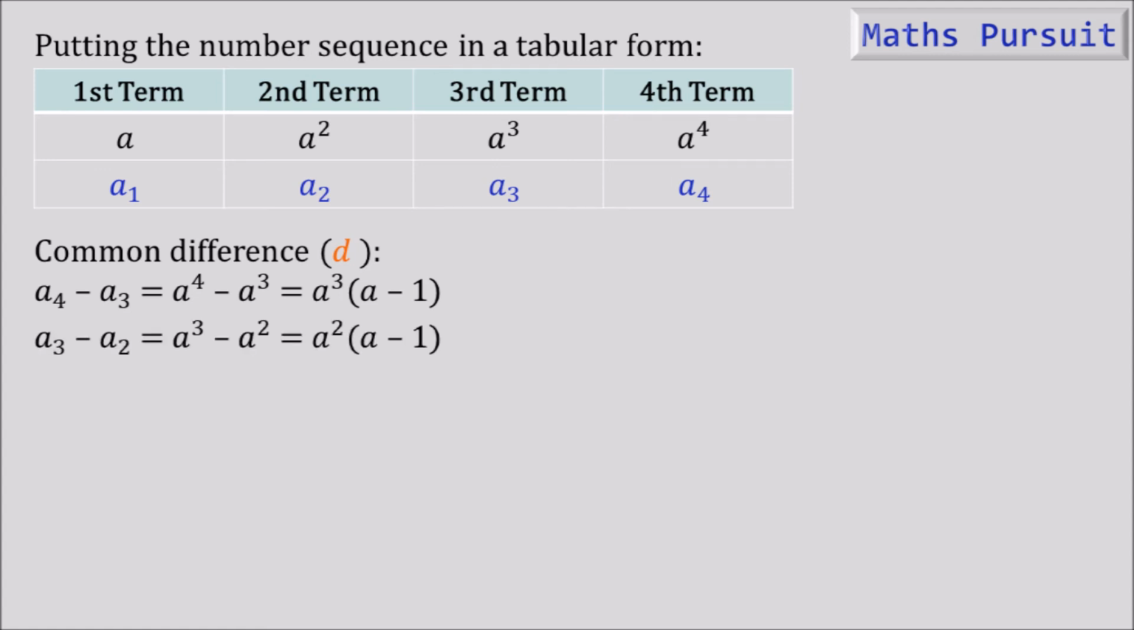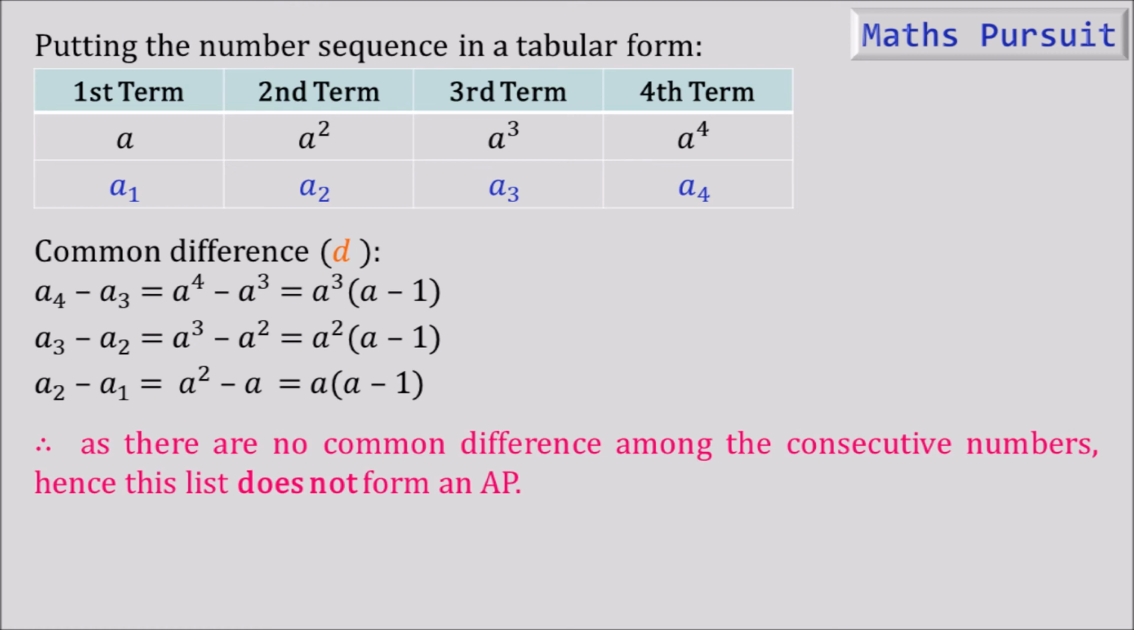Similarly, the third term minus the second term, that is a3 minus a2, is equal to a to the power 3 minus a to the power 2. Similarly here taking a to the power 2 as common, and in the bracket I am getting a minus 1. Now moving to the difference of the second term and the first term, I am getting a2 minus a1, that is equal to a to the power 2 minus a, that is equal to, taking a as common, a into (a minus 1).